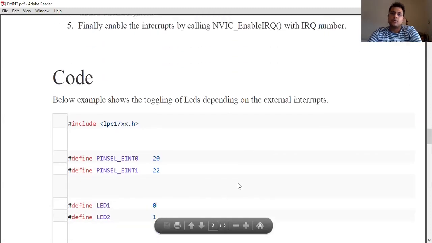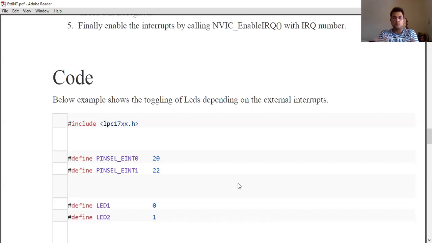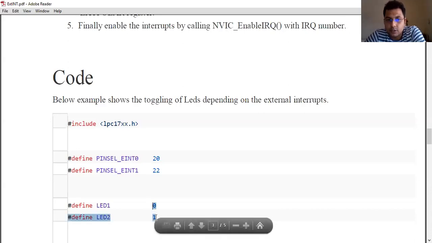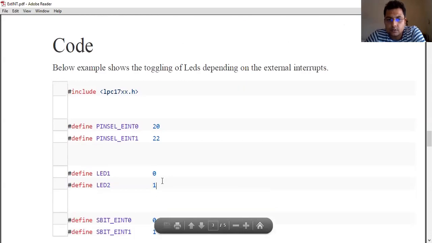So here is a simple code. In this code we have to toggle two LEDs. Those two LEDs will connect with any two pins. So pin number 2.0 and 2.1 we are using for that purpose, so 0 and 1, port number 2.